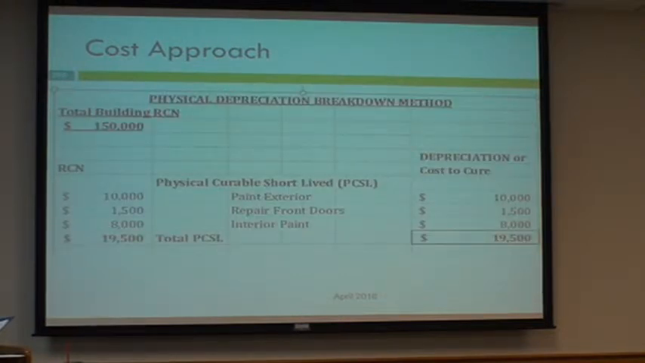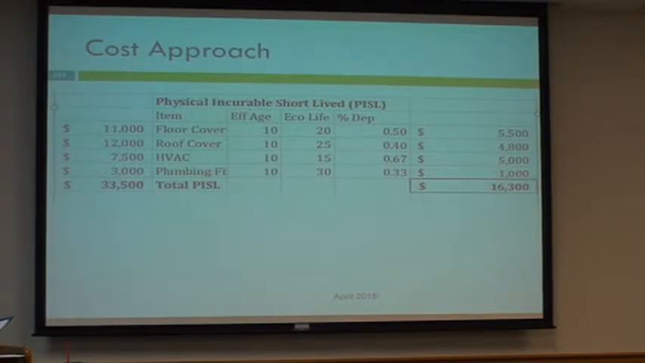Everybody good with that? Our physically incurable short-lived, we've got floor covering that's 50% used up, a roof color that's 40% used up, HVAC is 67% used up, and plumbing fixtures that are basically 33% used up. So we've got 16.3 on our physical incurable items. In other words, fixing those will not be cost effective because there's partial good life left. They're not fully depreciated out or fully worn out in this case. Everybody good to there?